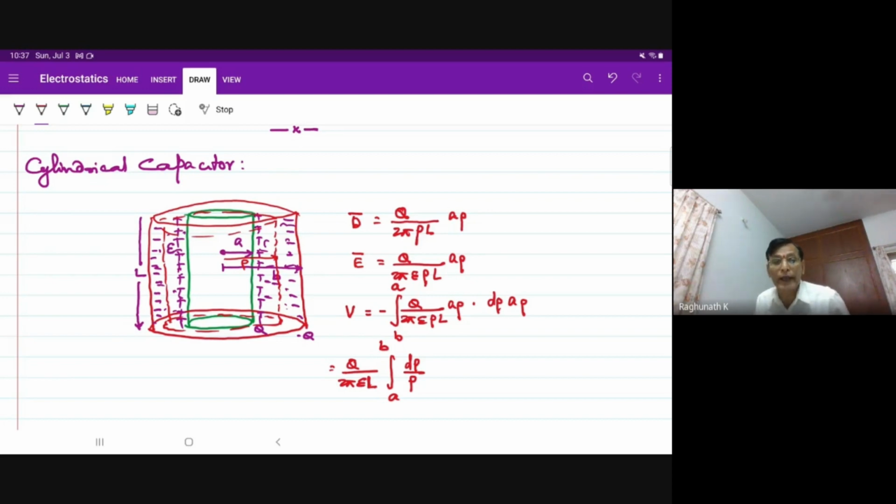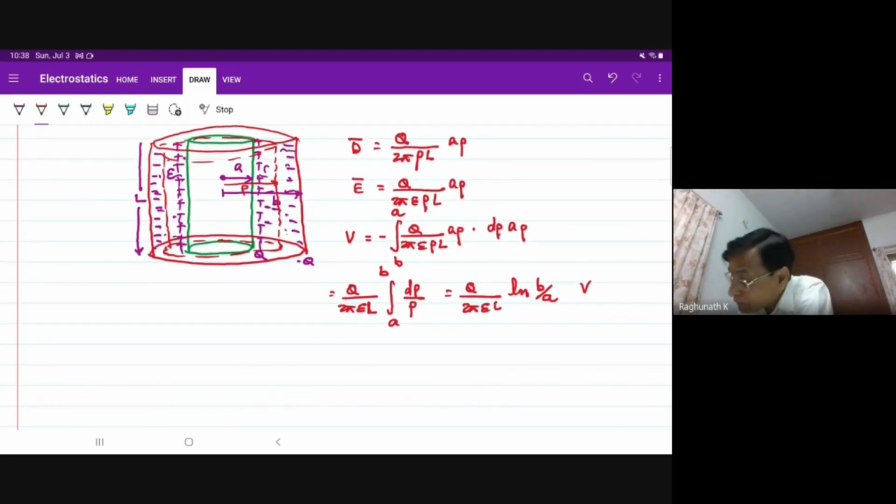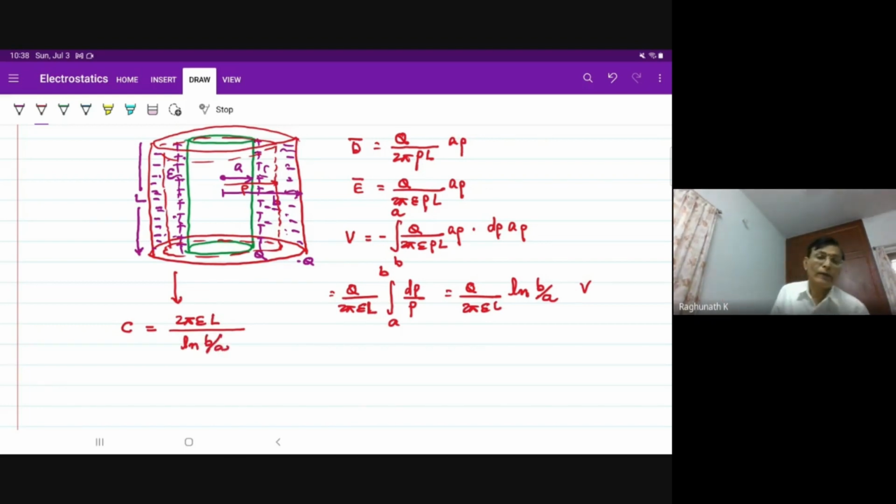Natural logarithm of rho, ln of rho from A to B is ln of B minus ln of A, equal to Q by 2 pi epsilon L ln of B by A. Perfect, it is a positive quantity. B is greater than A. So many volts. Now Q by V, the capacitance of this capacitor, is 2 pi epsilon L divided by ln of B by A.